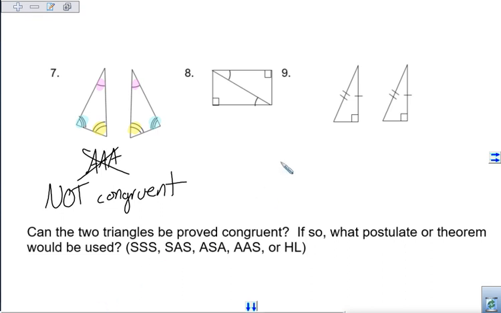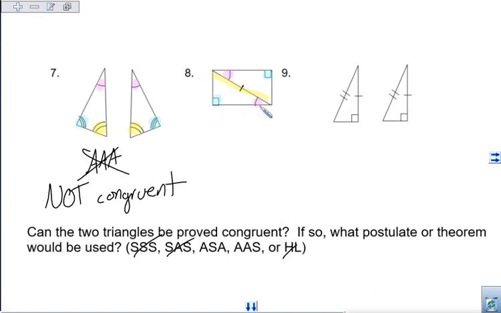Next up, is there anything else that we need to mark? Yes, there is. We need to mark that middle line. So we have our right angles, and we have another pair of angles, and we have a side. So how many sets of angles do we have? Two. So we can get rid of everything that doesn't have two angles. That includes hypotenuse leg. I don't care that we have a right angle. We have two sets of angles.